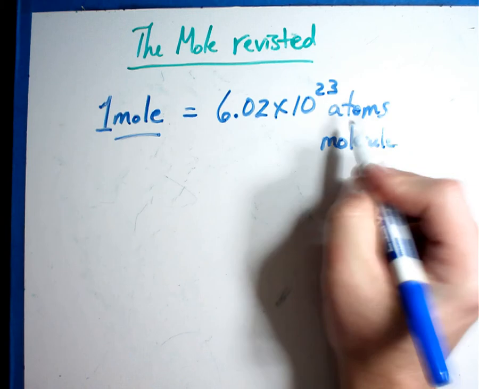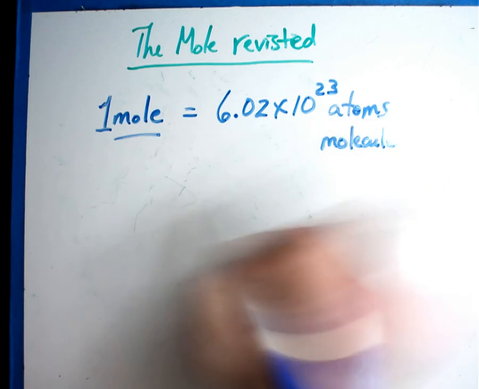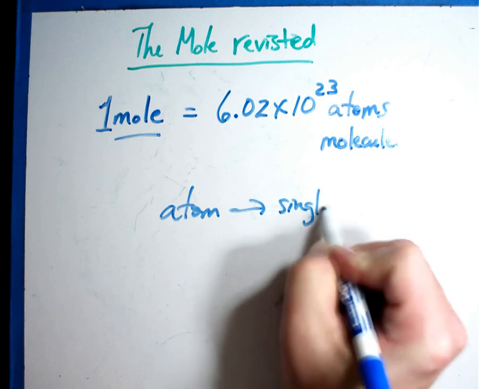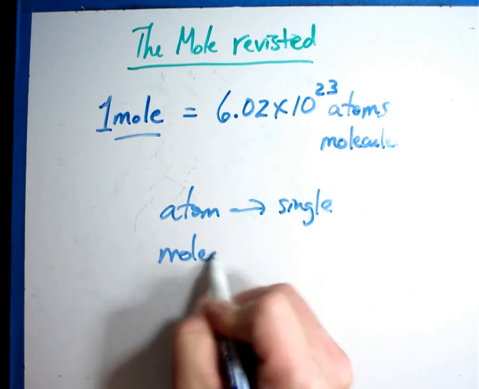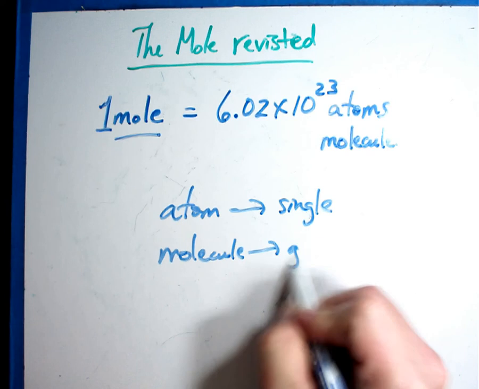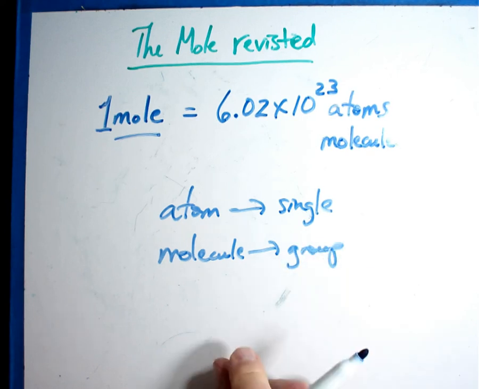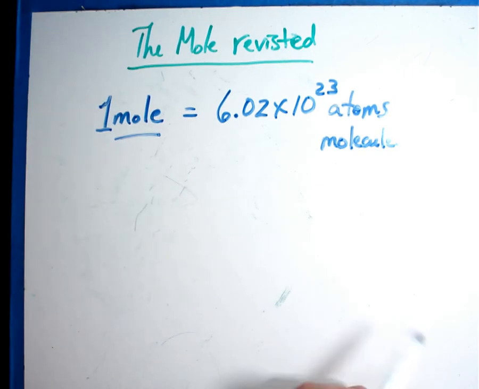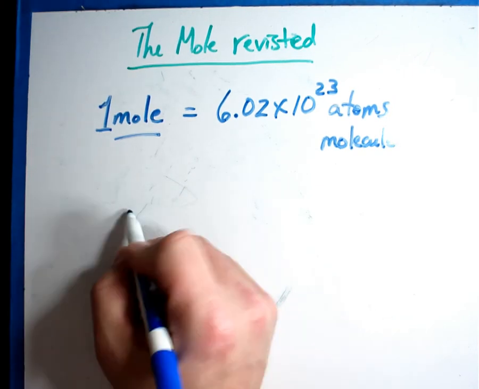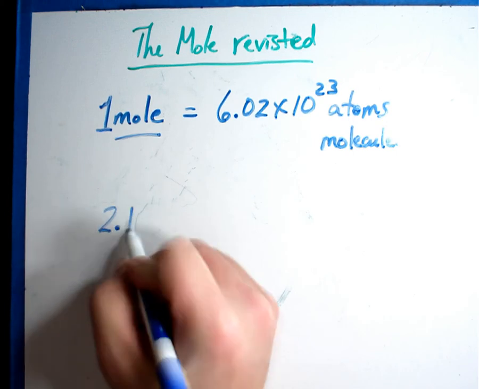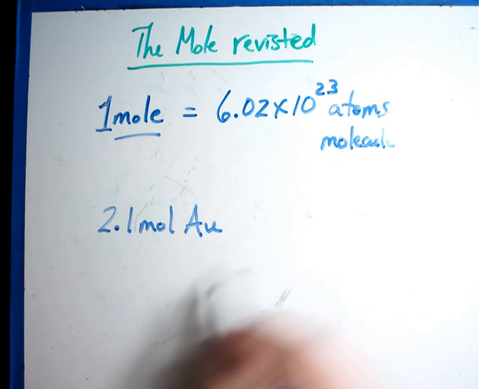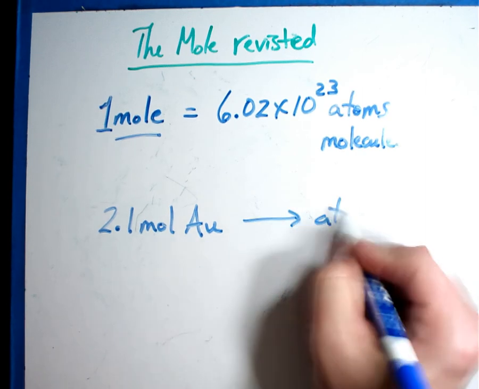Basically, the difference between the word atom and molecule is that an atom is a single and a molecule is a group. And that's the only difference between them. And so basically a mole is a quantity. So let's do an example and remember how to use our calculator with it. Let's say that we had 2.1 moles of, we'll just say gold, and I want to know how many atoms that is.